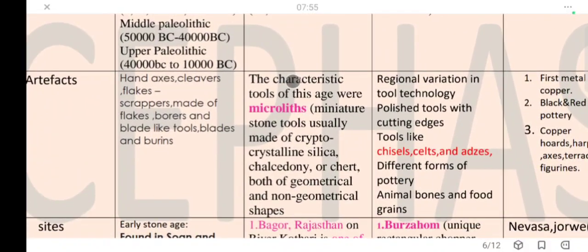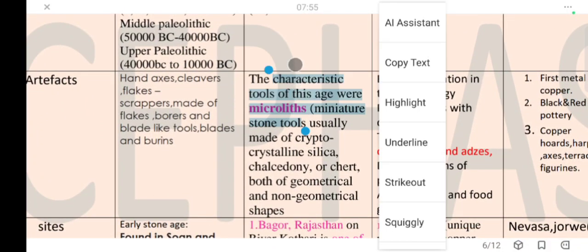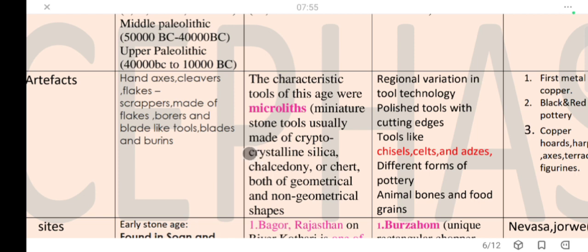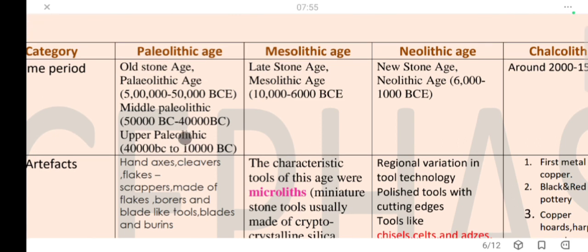Let's discuss the artifacts used in the Paleolithic age. They used hand axes, cleavers, flakes, scrapers made of flakes, borers, blade-like tools, blades, and burins. These are all the artifacts used to hunt during the Paleolithic age. That's why we call it the Paleolithic age. People were hunters and gatherers, not food producers, but food gatherers. These are the different types of artifacts they used to hunt.